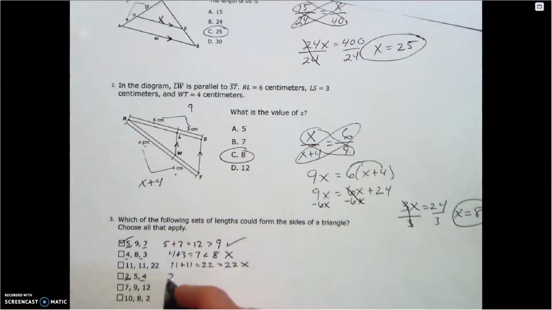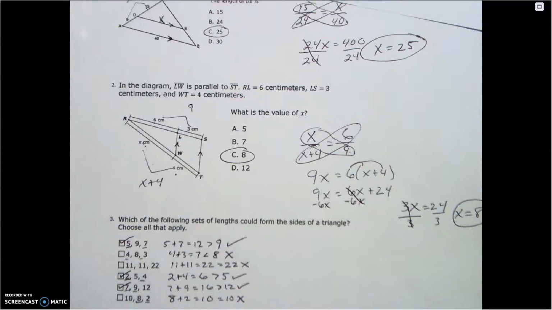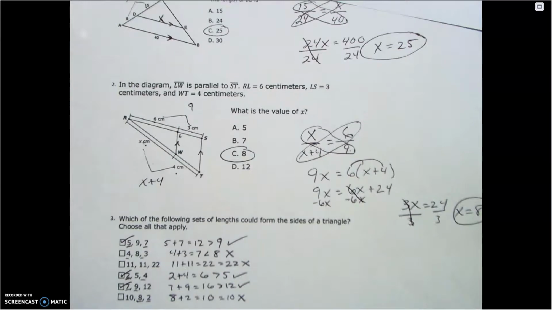2 plus 4 equals 6. 6 is greater than 5, so we're good. Here, 7 plus 9 equals 16, and 16 is greater than 12. So we are good there. 8 and 2 equals 10, but 10 is equal to 10, so that does not work. So it has to be greater than it.